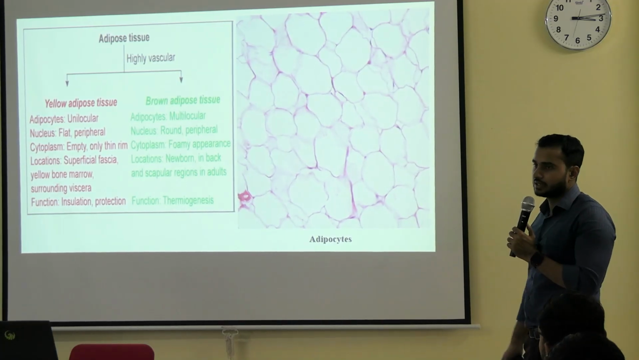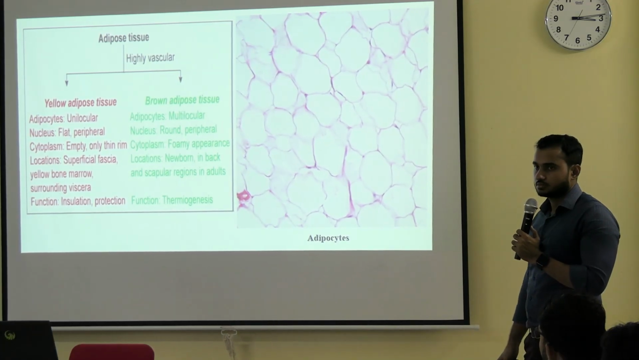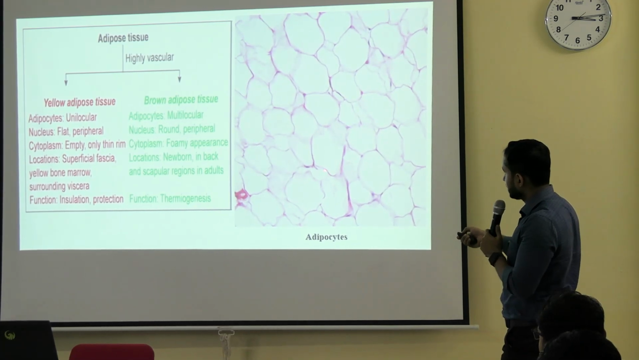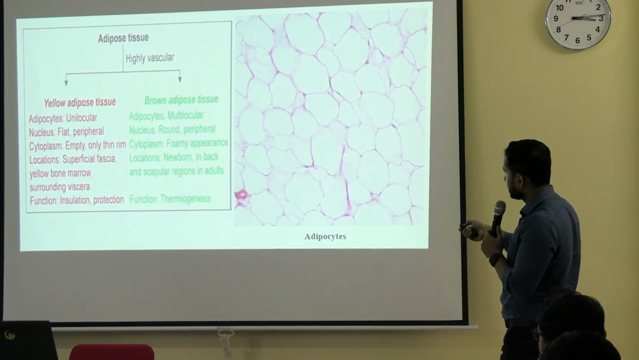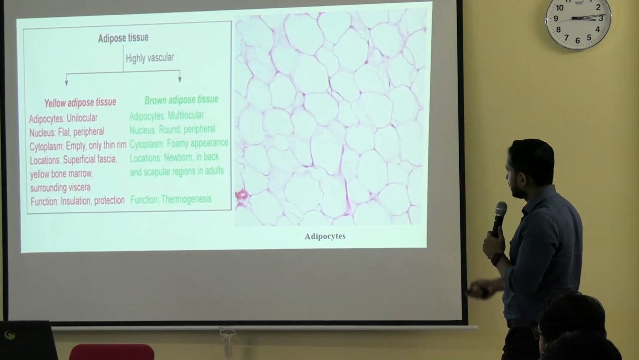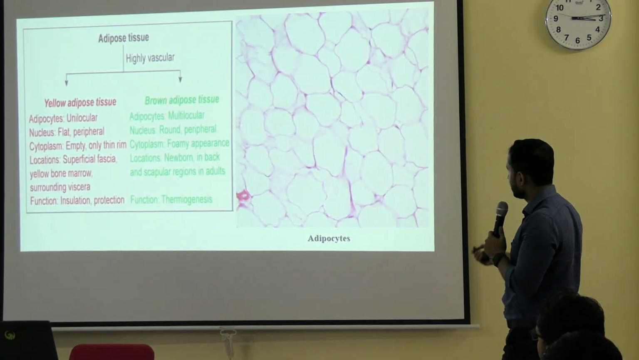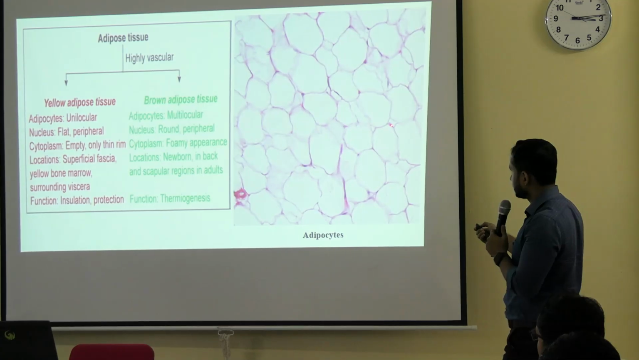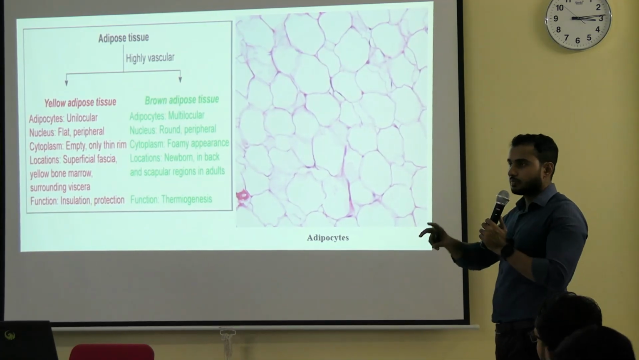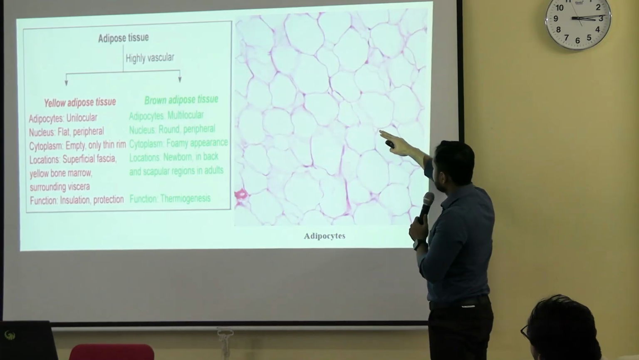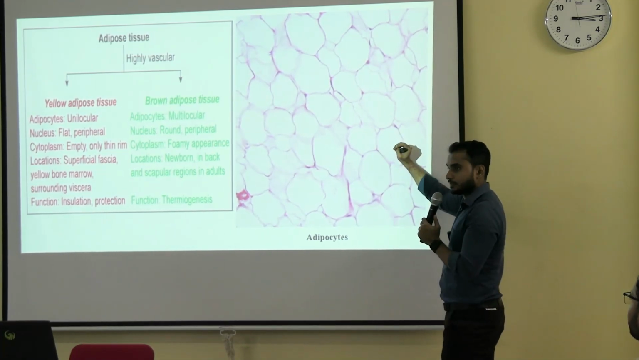तो इसमें क्या दिखाई दे रहा है? हाँ, तो you can see, ये देखो, suppose if you consider this as a cell, see the position of the nucleus. Here also you can see the position of the nucleus. So a large fat droplet is present inside the cell. Cellular organelles are pushed towards the periphery.